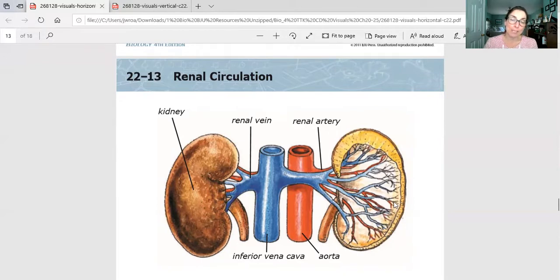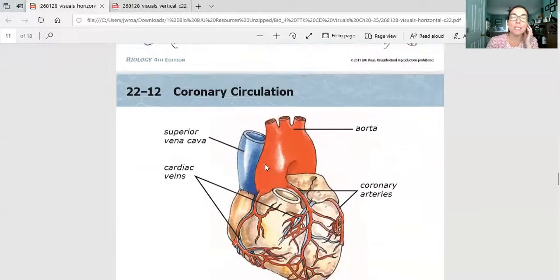So they help us keep from getting dehydrated by making sure that not too much water is taken from the body and made into urine, that just the right amount is. So that's renal circulation. And then we talked about coronary circulation.